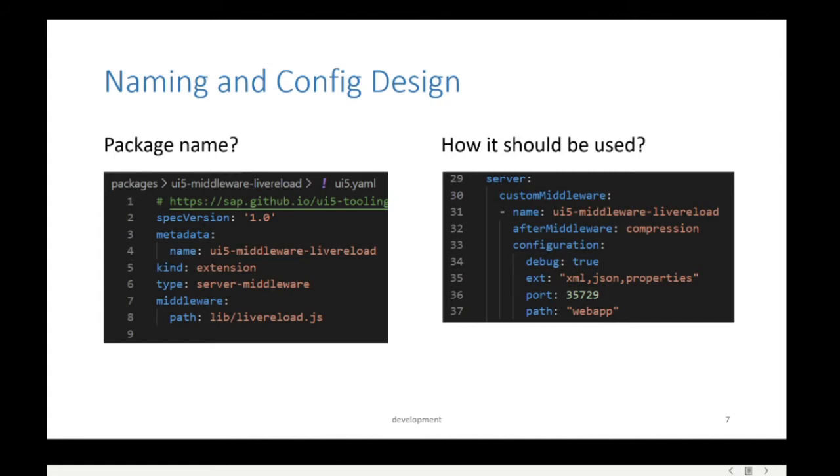Configuration doesn't have a strict format in the code, but you have to think about it. How do you want people to use your extension? What should be the configuration? Should it be an array or a string, things like this? And yeah, these are the general design considerations.